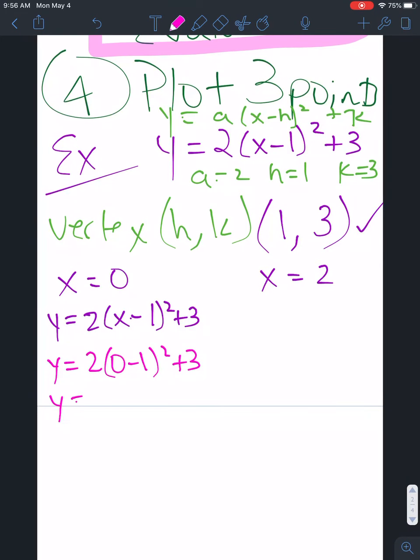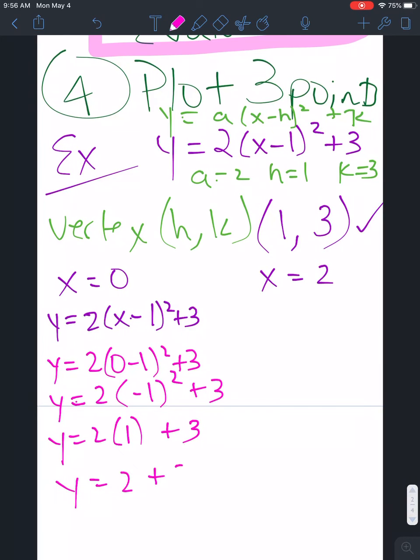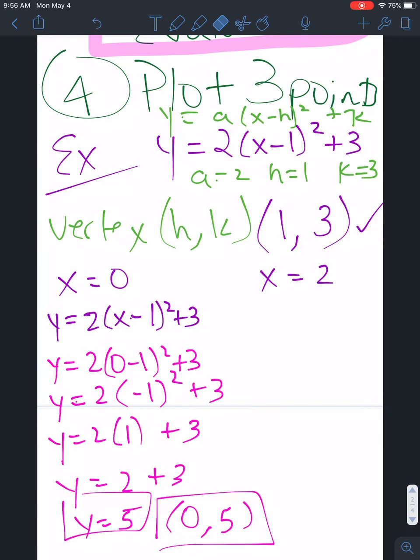You have to work with whatever's inside the parentheses first, then exponentiate, multiply or divide, then add and subtract. So we have y equals 2 times (0 minus 1) quantity squared plus 3. Since I have that 0 minus 1 inside the parentheses, I have to deal with that first. So I have 2 times, 0 minus 1 is just negative 1, squared, plus 3. Negative 1 squared is negative 1 times negative 1, so that's just 1. Then I have 2 times 1 plus 3. 2 times 1 is 2, plus 3, so y is 5. That means my point is 0, 5, because 0 is the x that I plugged in and 5 was the y that I got out.